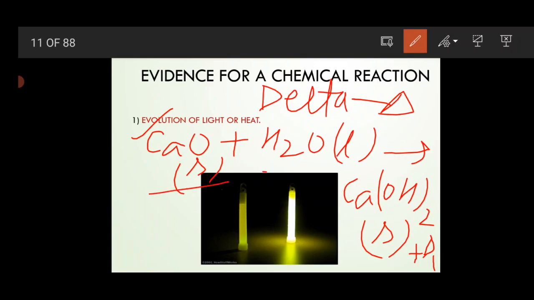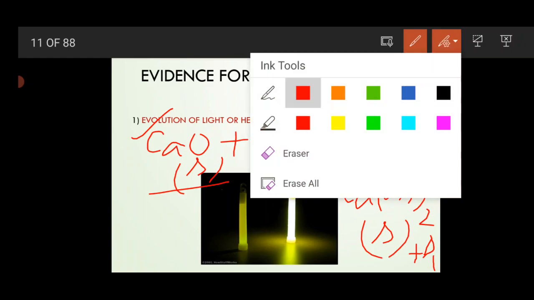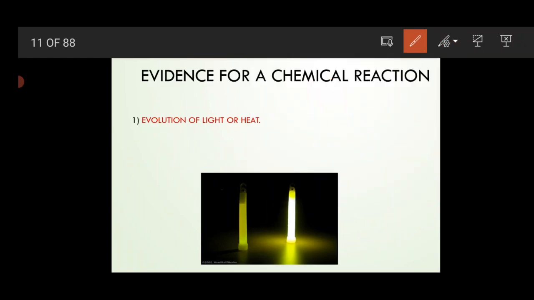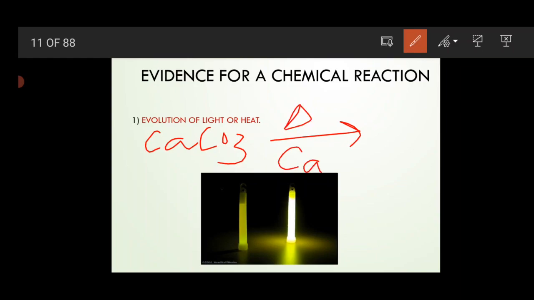So in many chemical reactions you will see there is a release of energy in the form of heat, and that type of reaction is known as an exothermic reaction. And many chemical reactions are there in which the absorption of heat is there. For example, CaCO3. In this, the absorption of heat is there, and because of this, calcium oxide along with carbon dioxide gas is formed. So this type of reaction is known as an endothermic reaction.